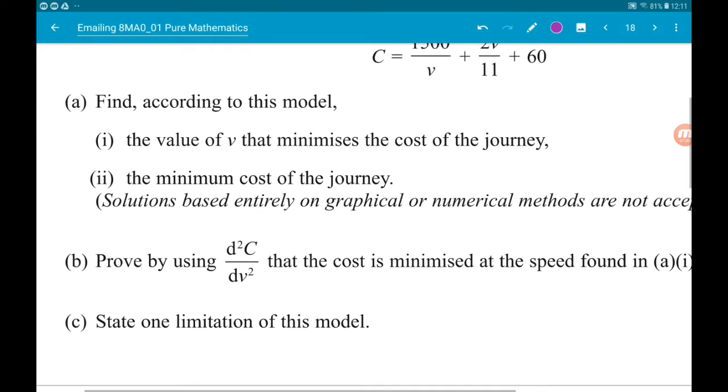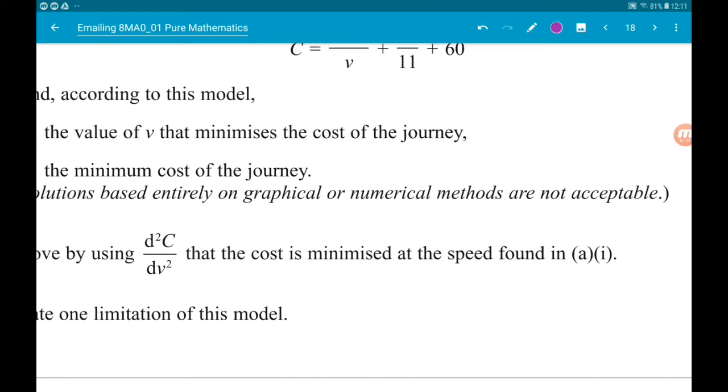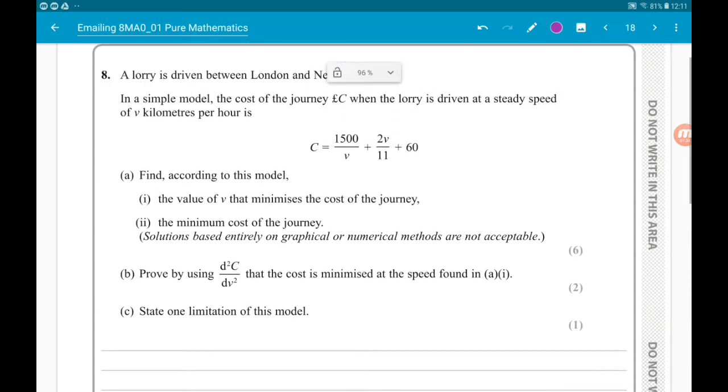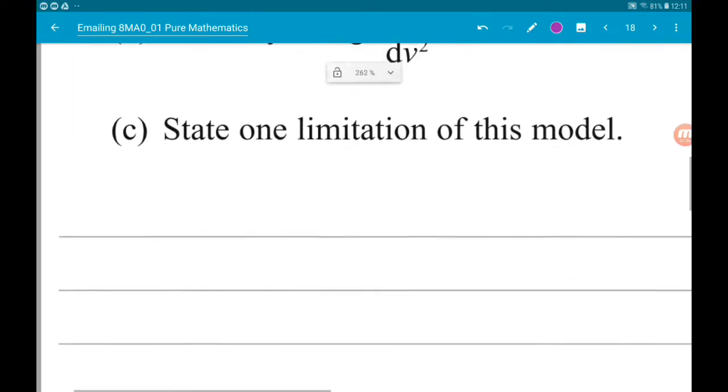part B says by finding the second derivative, prove that the cost is minimized at the speed found in part A. So in part A, we don't need to check that the value we find gives a minimum. We do that in part B. Okay, so let's write C in power form.